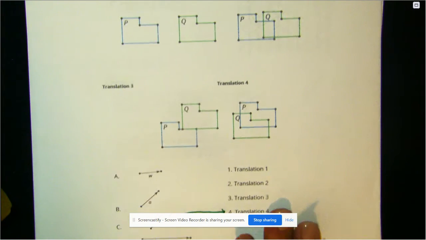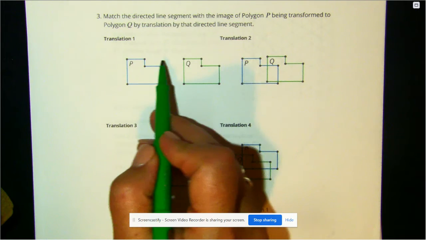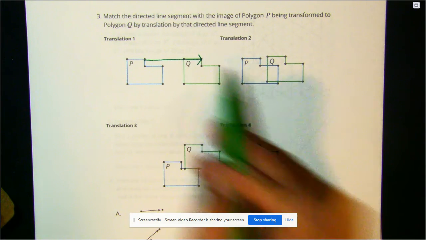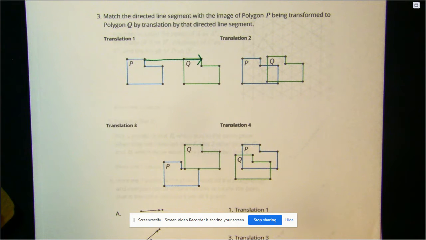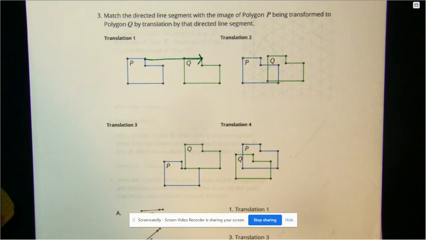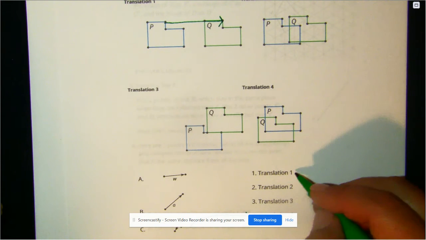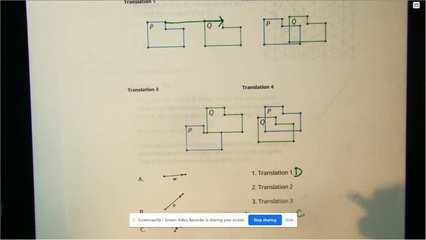And then you can kind of tell, look at this one. If you line up this point to that one, it's straight across. That's probably the furthest one. So that looks like D. That looks like this one right here. D goes to number 1. C went to this one.